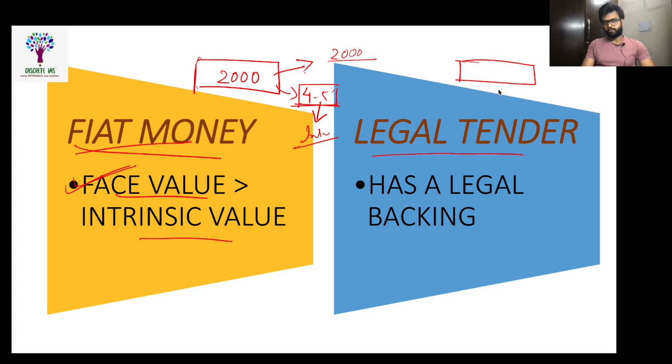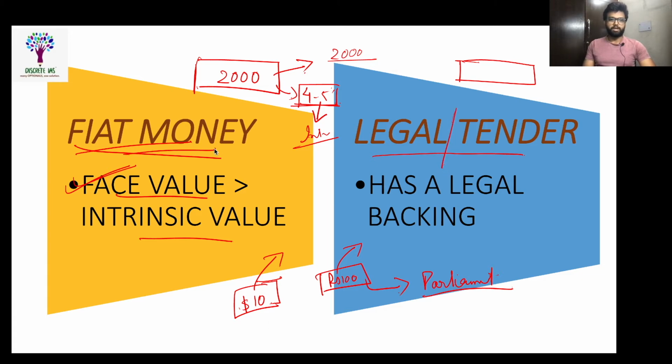Any fiat money, for example, if we take the US dollar, a $10 currency and a 100 rupee currency. Suppose we have gone to a shop and given this $10 currency to the shopkeeper. That shopkeeper will reject this dollar. But if you give this 100 rupee note, then the shopkeeper cannot reject it. The reason is that this note has been legally backed by the Parliament of India. So any fiat money which has received the legal backing of the legislature of a particular country is known as legal tender. So fiat money is any currency whose face value is more than the intrinsic value, and legal tender has legal backing by the parliament or the legislature.